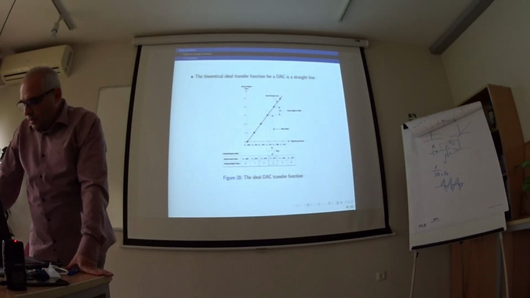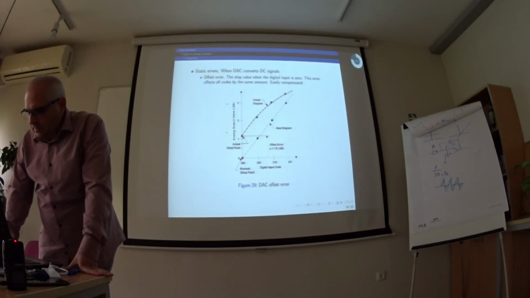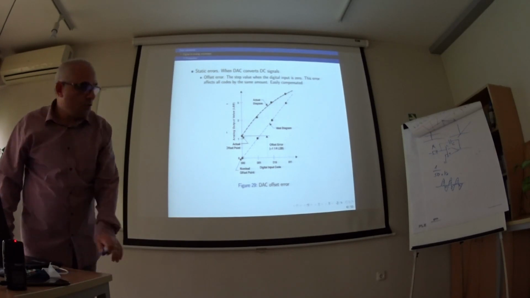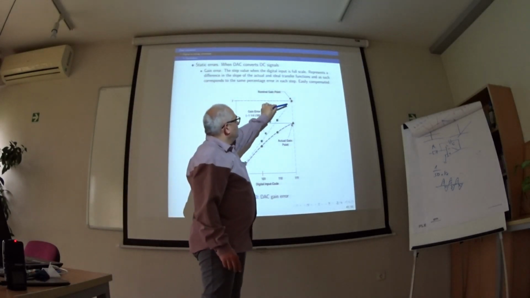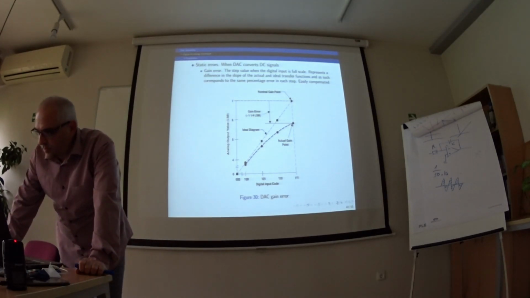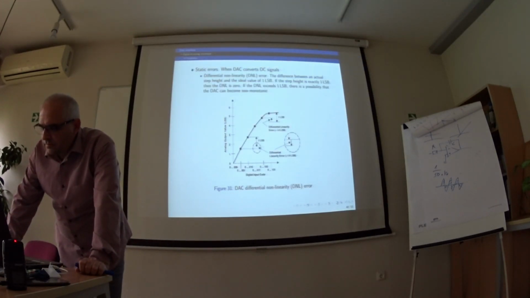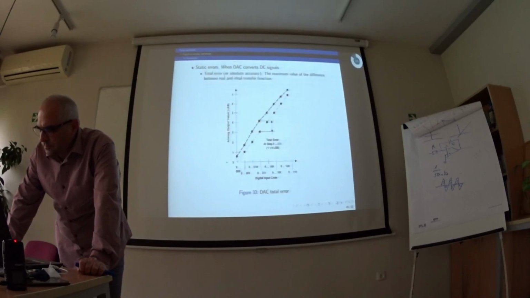And for the digital to analog converters, in short, the same static errors: offset error, shown here, gain error, when we are in the last point, of course, differential nonlinearity and integral nonlinearity, and the total error, similar to the analog to digital converter.